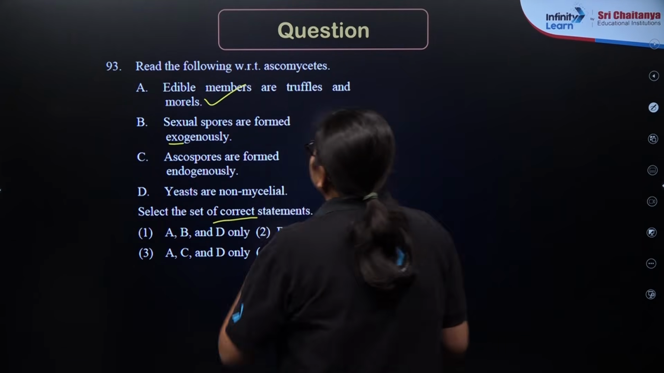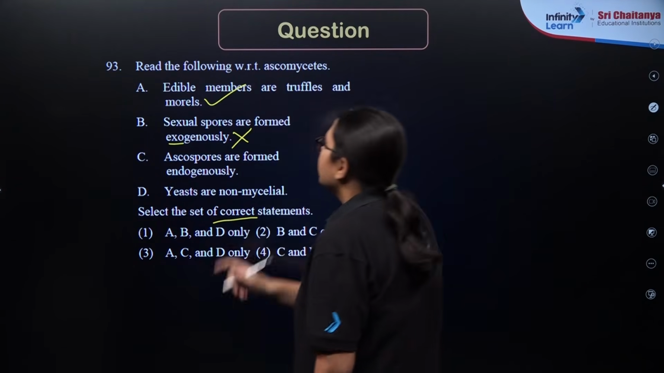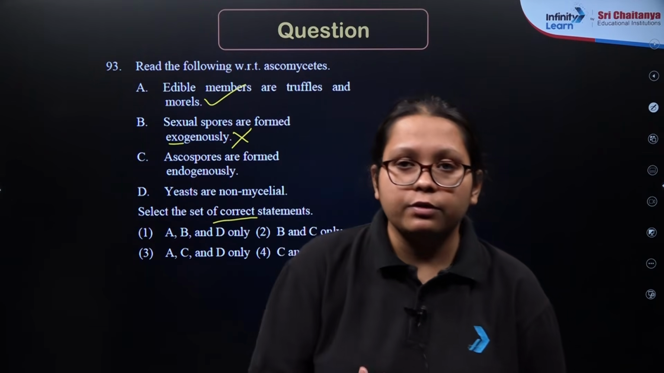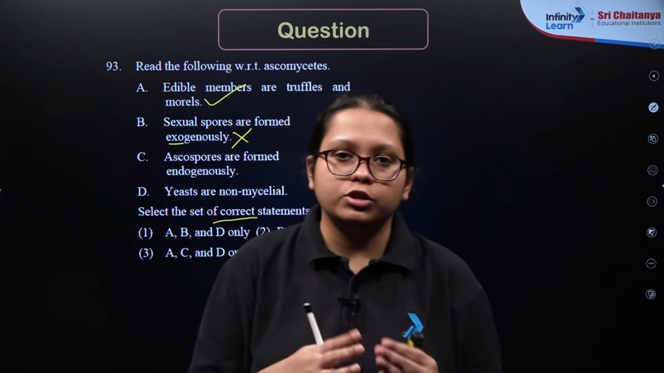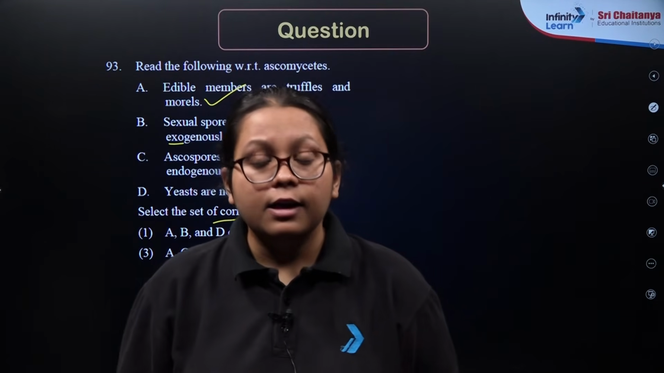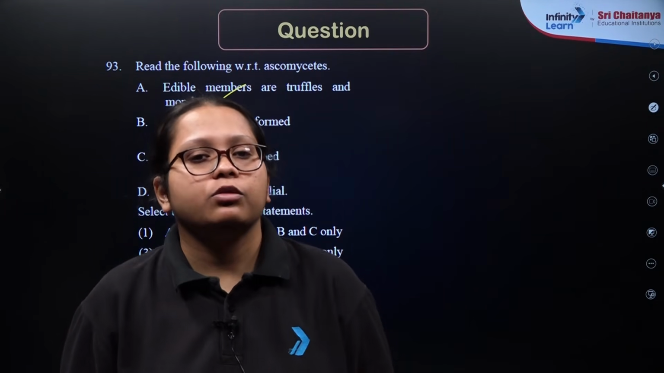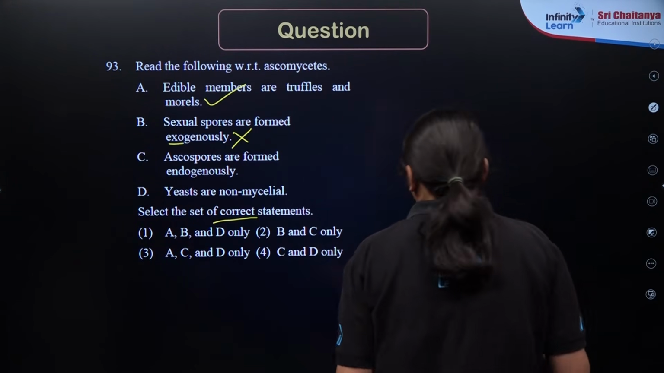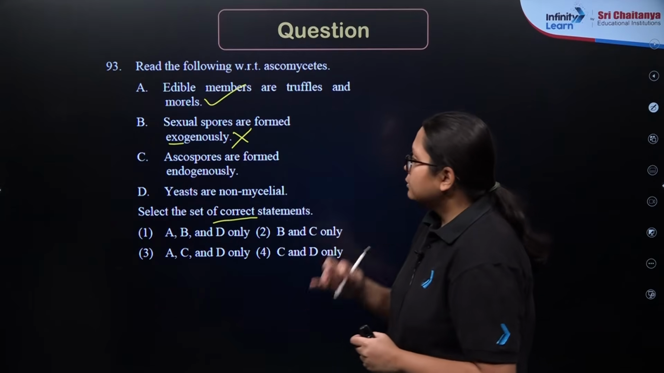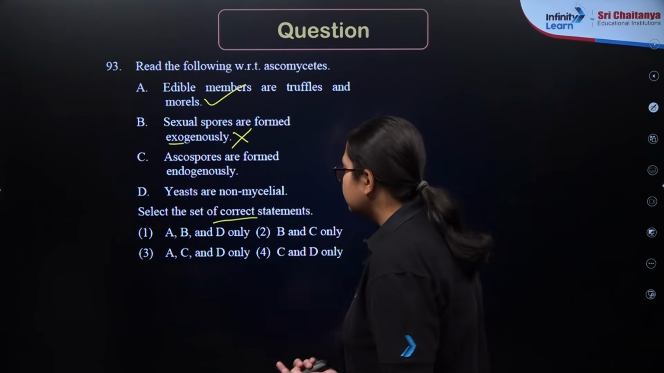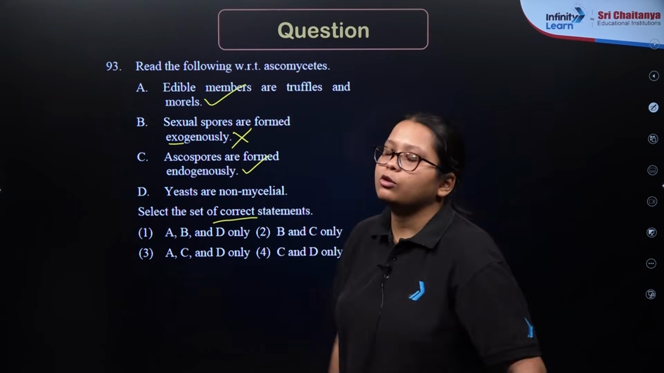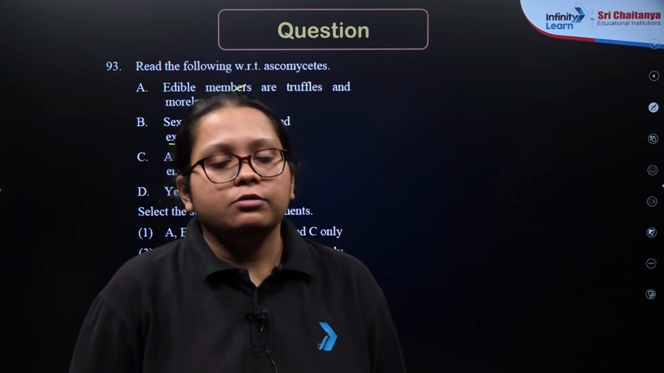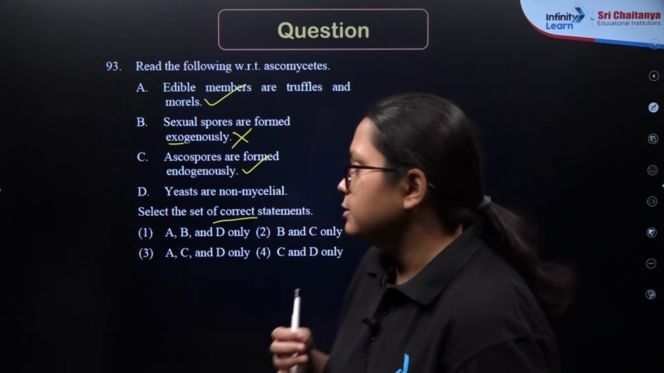So sexual spores are formed exogenously, wrong. In ascomycetes, the sexual spores called ascospores are formed inside a sac-like structure which is called asci, and that is why the sexual spores or ascospores are formed endogenously, not exogenously, so B is wrong. Third one, ascospores are formed endogenously. Yes, ascospores are the sexual spores of ascomycetes and they are formed inside a sac-like structure called asci. So that's why we say that they are formed endogenously.